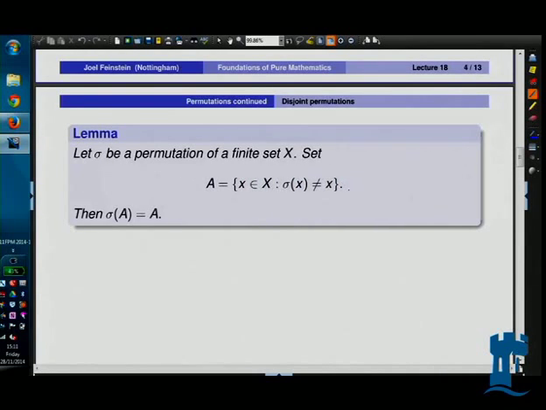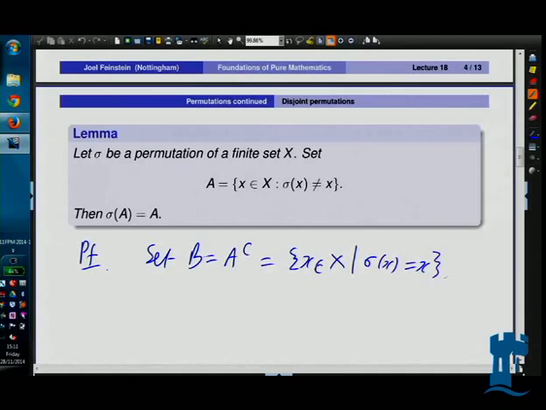And what we'll do is we'll look at the complement. So set B equals A complement, which is the set of x in X for which sigma of x equals x. Those are the things that sigma doesn't move. Now, sigma of B is obviously equal to B because sigma doesn't move anything in B. But if you wanted to write it in full, sigma of B has got to be B because things don't move.